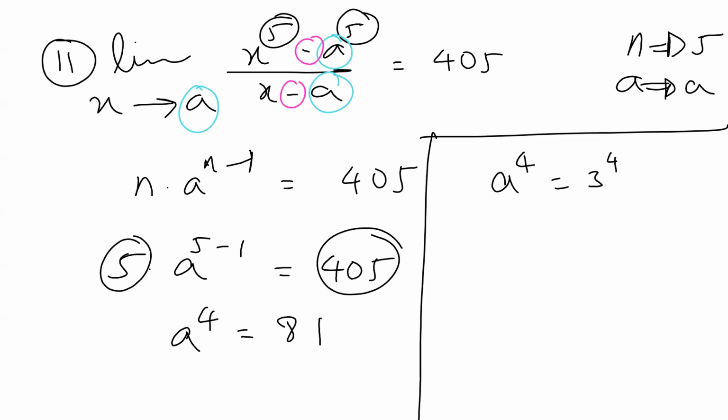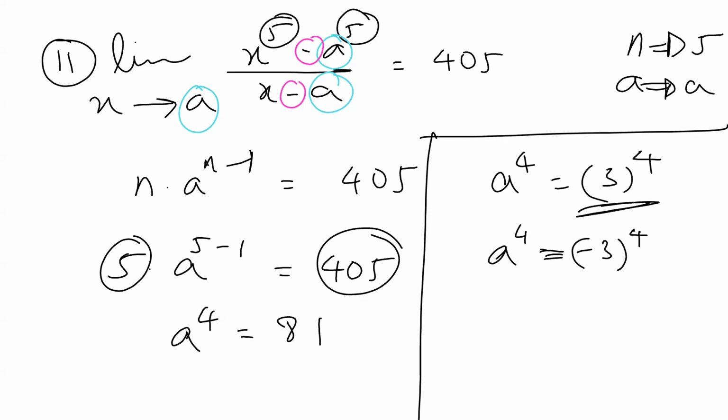It also can be minus 3 raised to 4. It can be 3 raised to 4 or minus 3 raised to 4, because minus with an even power will give you a positive answer. So 3 raised to 4 is also 81 and minus 3 raised to 4 is also 81. So a is plus minus 3 by comparing.